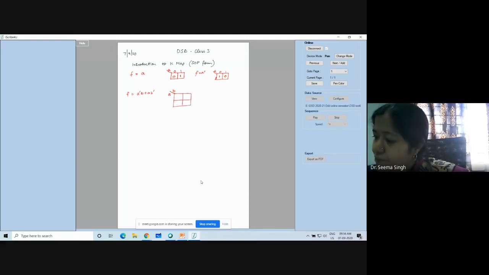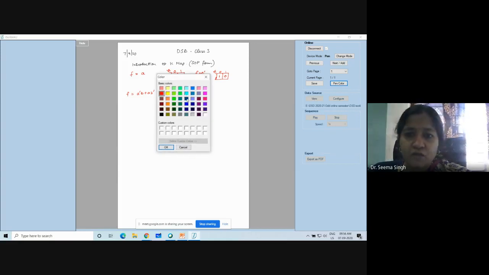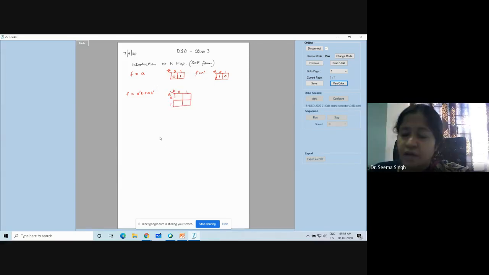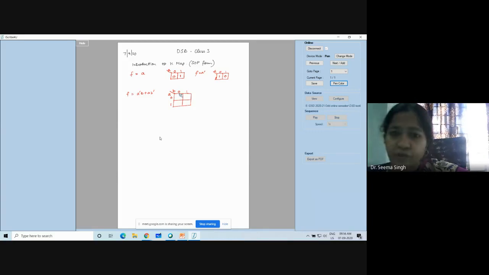B can take two values, either 0 or 1. A also can take either 0 or 1. Now this first cell depicts the case when A and B both are 0. So we will call it a zero cell. A zero cell means the value is 0.